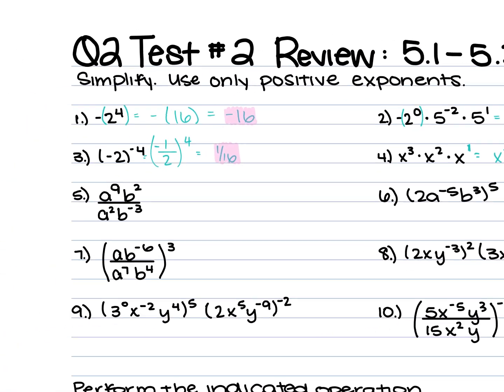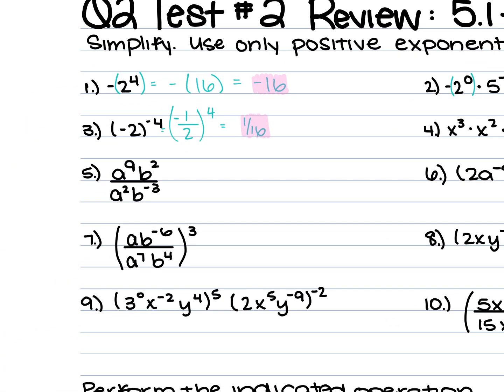For number 5, we have a to the power of 9, b squared over a squared b to the -3rd power. If you would like to take care of your negative power first, that negative power will turn into a positive if you bring it to the top of that fraction. So this would give you a to the 9th power over a squared with b squared and b to the 3rd power up top. Your rule, when you are dividing two bases that are the same and they're raised to powers, keep the base, subtract the powers.